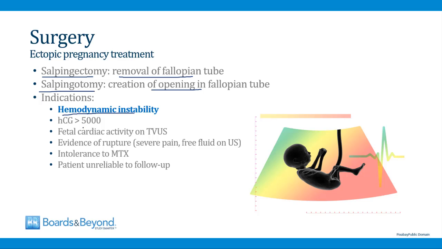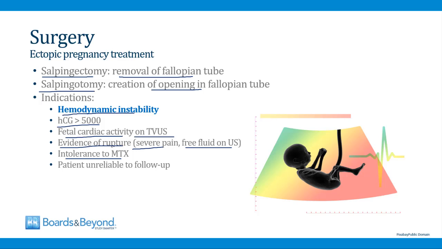Surgery is also indicated when the pregnancy is too advanced to respond to methotrexate. So when the HCG level is greater than 5,000, this indicates a pregnancy too advanced to respond to medication. The same is true if you can see fetal cardiac activity by transvaginal ultrasound. Any evidence of tubal rupture is an indication for surgery. This could mean severe abdominal pain or free fluid on ultrasound. And then for women who are unable to tolerate methotrexate therapy, they should have surgery, and we'll talk about some of the reasons why this can happen in a minute.